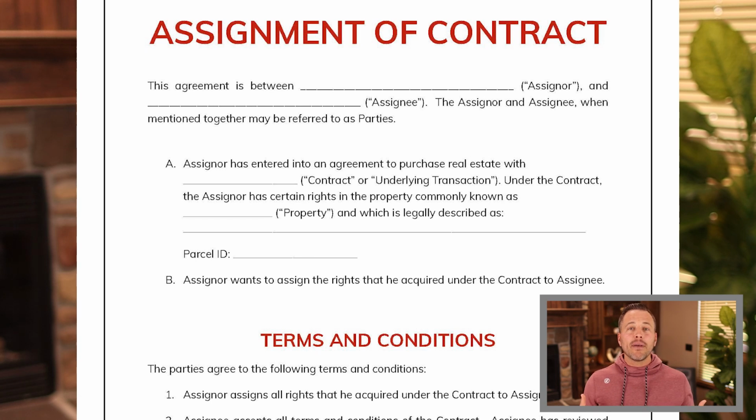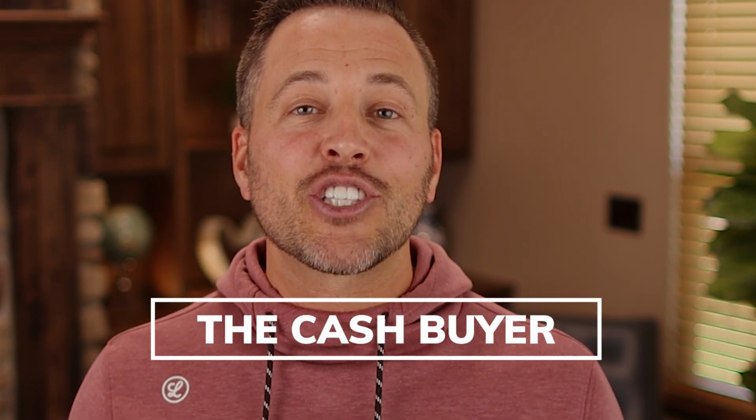This is something you'd still want to run by a title company or a real estate attorney, just so you can get their blessing if there's anything that needs to be removed or any additions that need to be made to the contract. Right up at the top, this agreement is between the assignor and the assignee. So who's the assignor? If I'm the one that found the deal, I'm the wholesaler, I'm the assignor, and I'm going to be putting this agreement together with the assignee. The assignee is going to be the cash buyer.